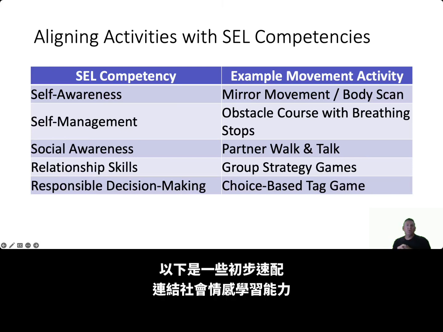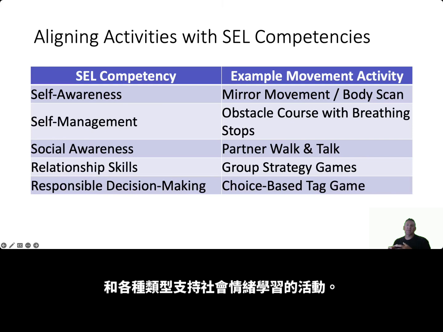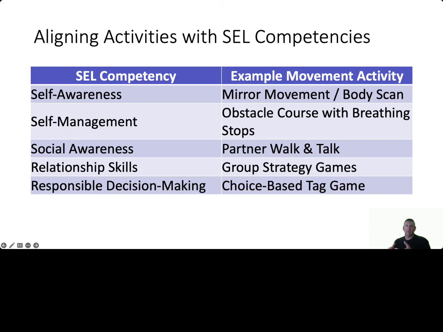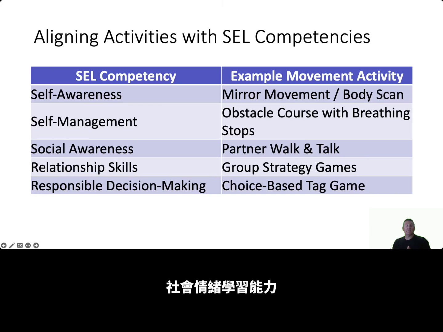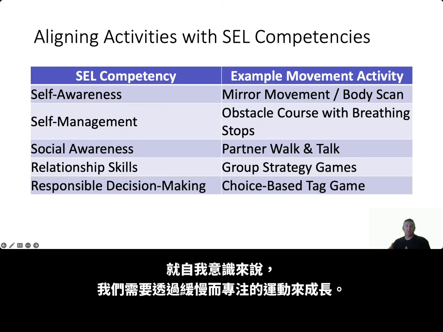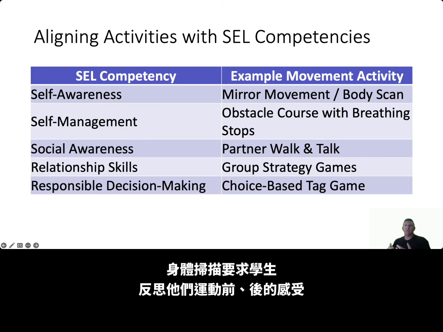Here are just a few quick matches between social and emotional learning competencies and the various types of activities that support them. Again, the social and emotional learning competencies are things that we talked about in the last session. For self-awareness, we need to grow through slow, focused movement. We can use mirrored activities, body scans, or ask students to reflect on how they feel both before and after movement.